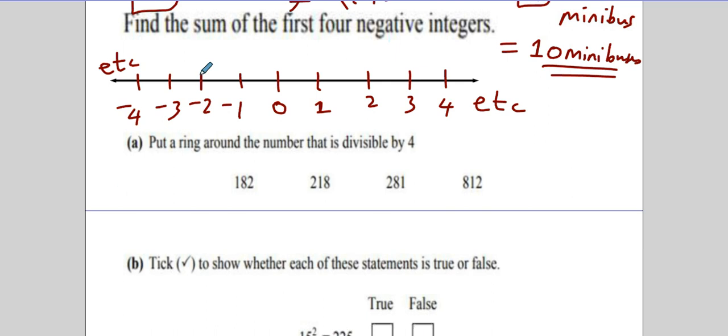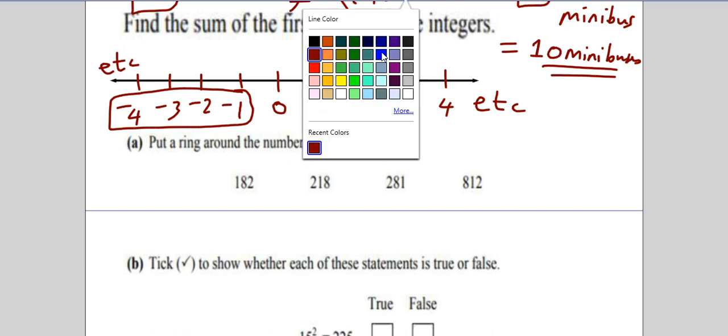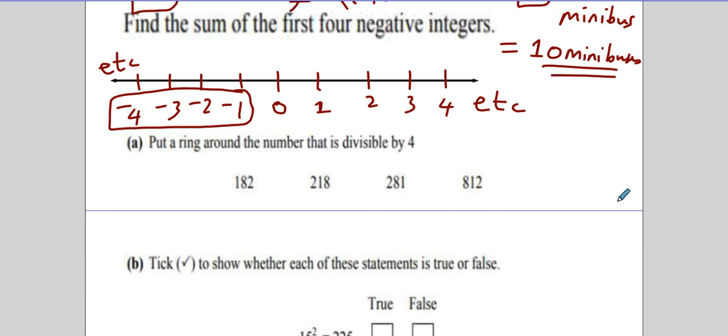Now, find the sum of the first four negative integers. These are the first four negative integers. Now, the question is, what is the sum of those? So what we do, simply add them. We take -4 plus -3 plus -2 plus -1. So every single number is negative here.